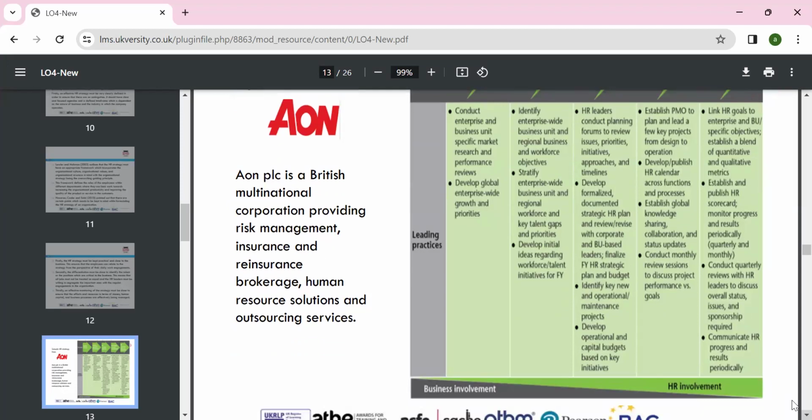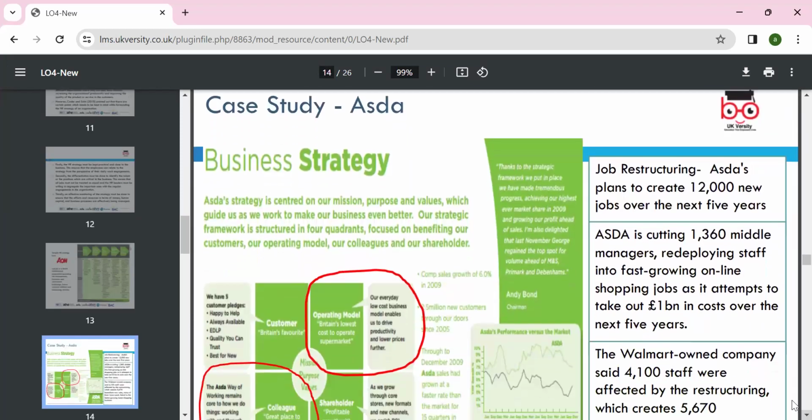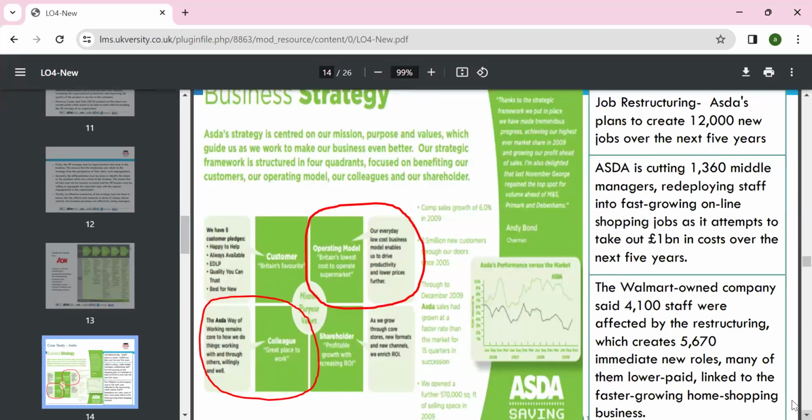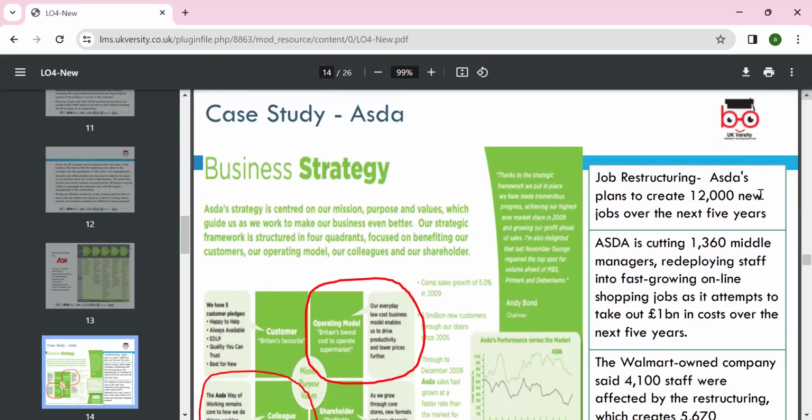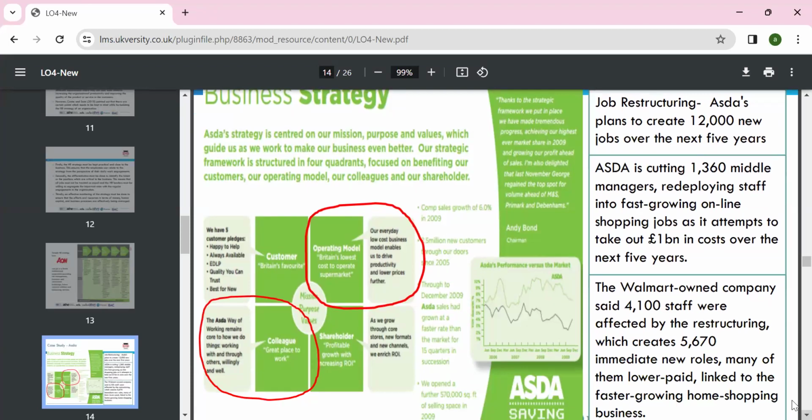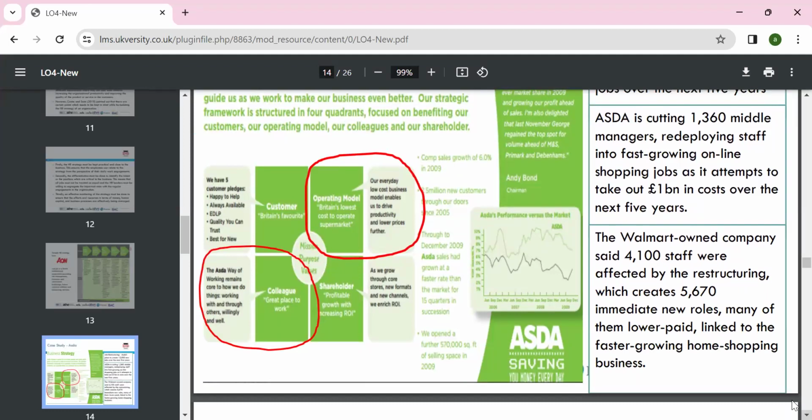So HR strategy can be contextualized. Then we have business strategy, which is central to our mission, purpose, and values, and we need to make sure HR strategy is in line with the overall business. Job recruitment: they plan to create 112,000 new jobs, which we look at. 113,160 middle-level managers, and Walmart: 41,100 staff were affected by restructuring and 5,670 immediate new roles were created.